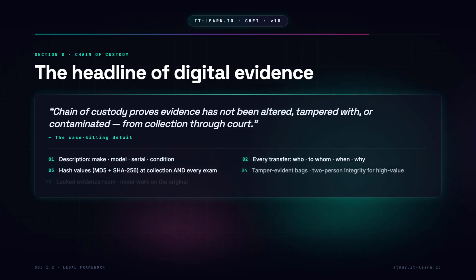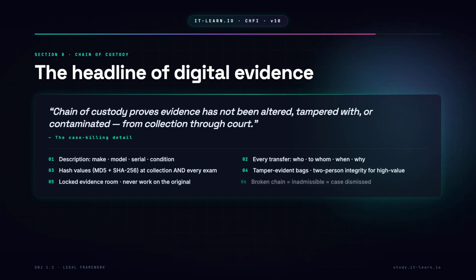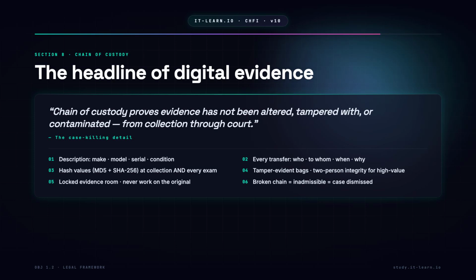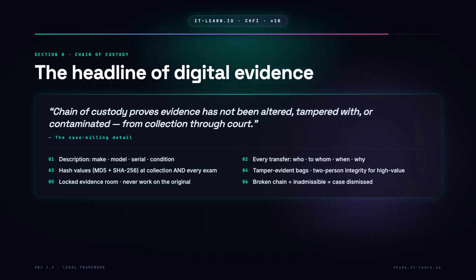What goes in the documentation? Description of the evidence, make, model, serial number, condition, date and time of collection, location where it was found, signature of the collector, every transfer, who to whom, when, why, storage conditions, access controls, and the hash values, MD5 and SHA 256 at collection, and every examination.